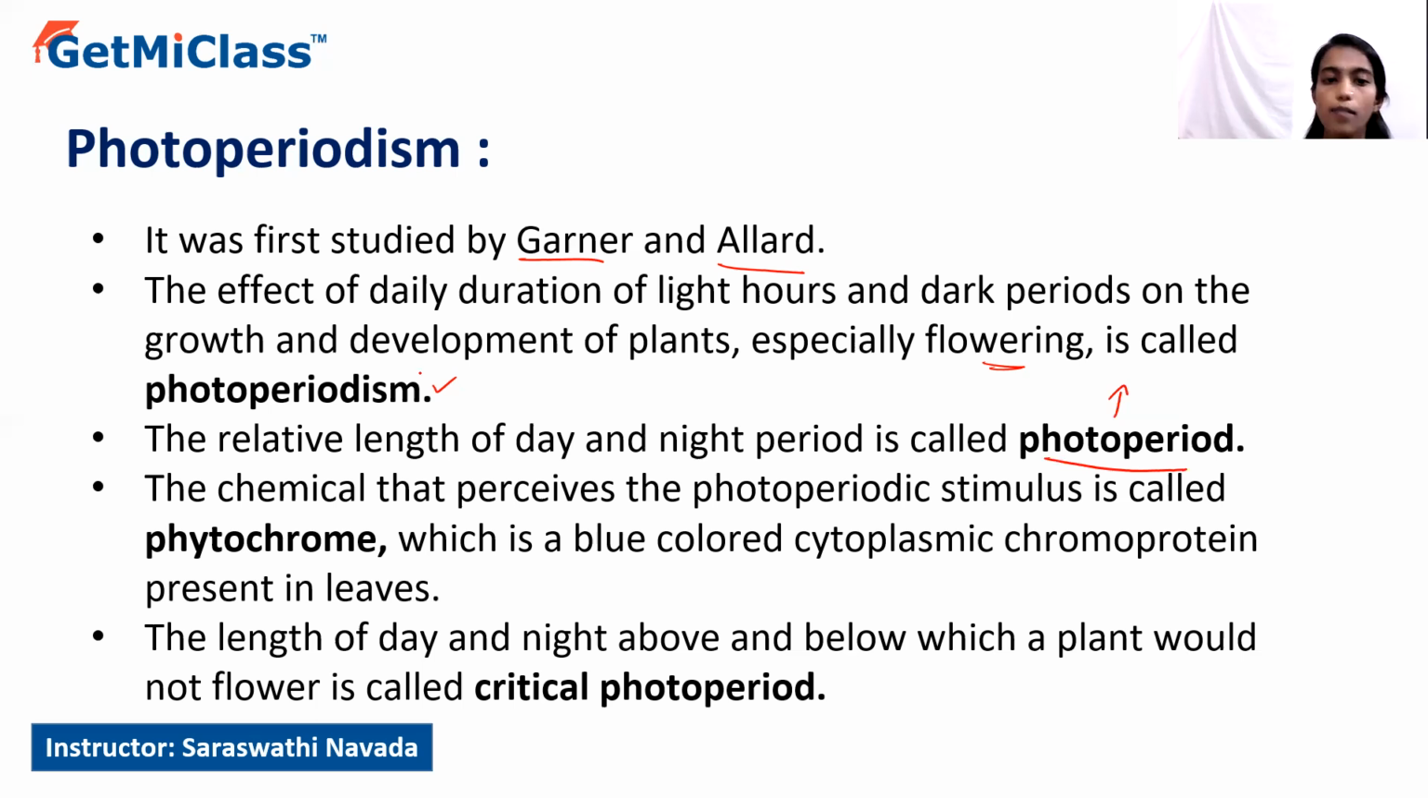In photoperiodism, a specific chemical is involved in this event, and the chemical that perceives the photoperiodic stimulus is called phytochrome. This phytochrome is a type of chromoprotein which is present in the cytoplasm, and it is blue colored. Generally it is present in the leaves, so that the stimulus for flowering in plants is perceived by the chemicals present in the leaves. As a result, the leaf bud will be modified into a flower bud, and flowering will be induced in plants. And here, the length of the day and night above and below which the plant cannot flower is called the critical photoperiod.